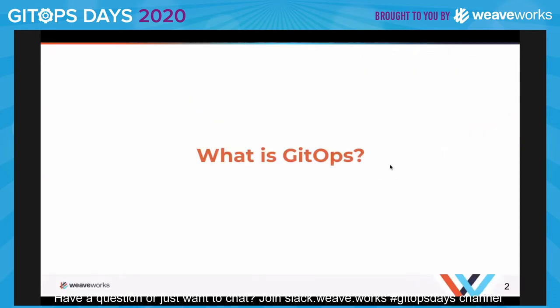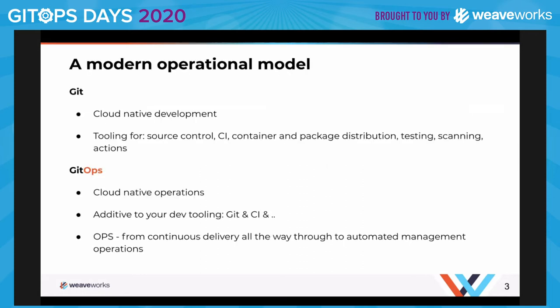What is GitOps? We get asked this question a lot. It's because everybody is asking, what is this thing I'm hearing about, and how can it help me? What do I do next? Let's go to the next slide. So it's an operational model. It's how to do operations. So think about it this way. Git, which we know through things like GitHub and GitLab and other things, is about development for applications, which nowadays often means cloud native applications. And it is a cloud native solution providing source control.